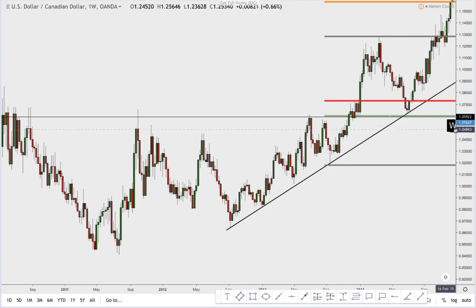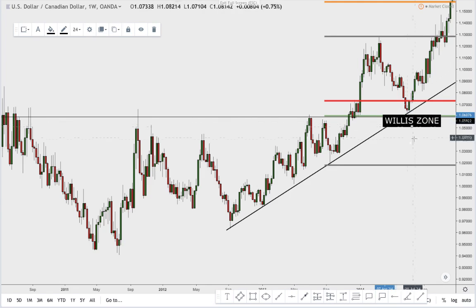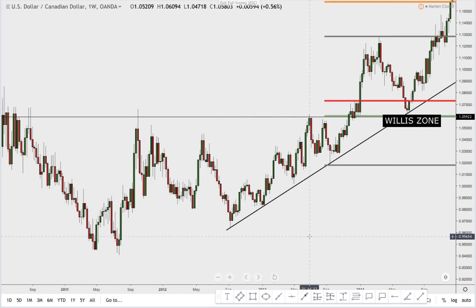Good. So this right here, ladies and gentlemen, is known as the Willis zone. Willis zone is equal to confluence zone. Willis zone is the area where you have support or resistance, trend line, and Fibonacci all coming together. You remember I drew all of them individually, how they should be drawn. And then I waited for the market to come into an area where all of them sat together.